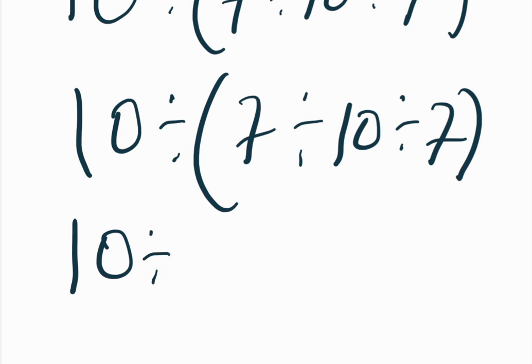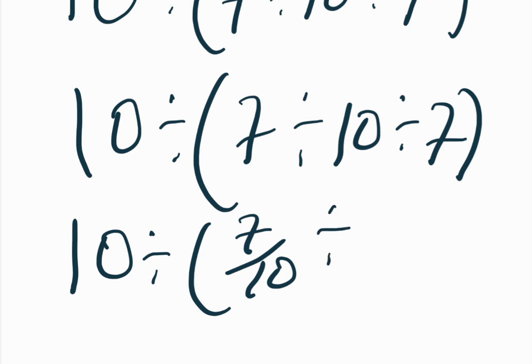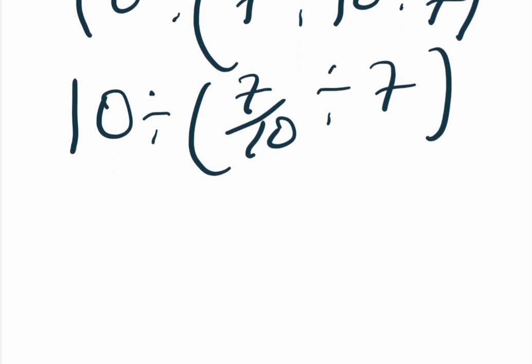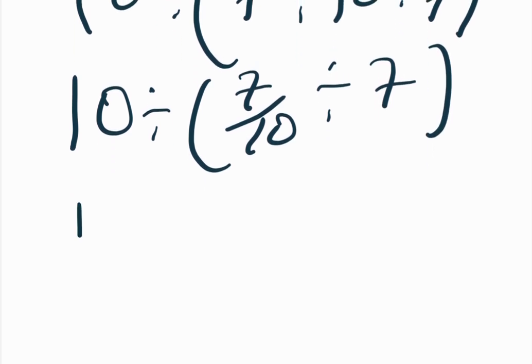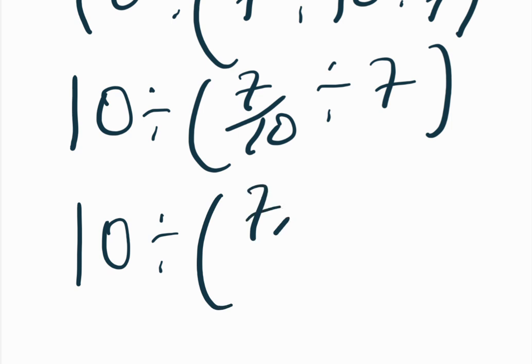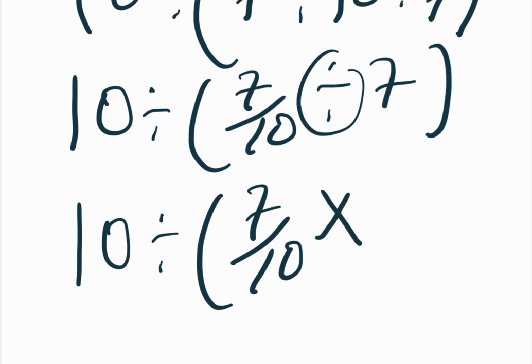I see I have this 10 right here divided by, open a bracket. So here I'm going to have 7 over 10 divided by 7, close the bracket, right? So what we're going to do right here, I have 10 divided by, open a bracket. I see I have this 7 over 10, right? This division sign changes to multiplication. Help this 7 with 1 so that it doesn't fall. So when you do that, the 1 goes up and the 7 comes down.